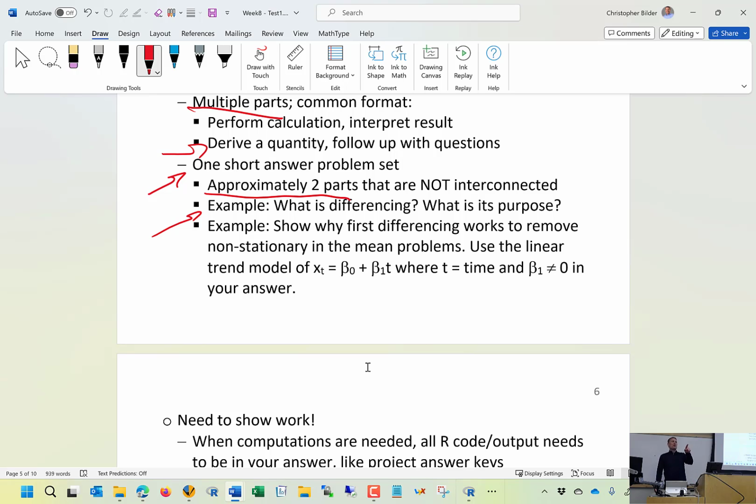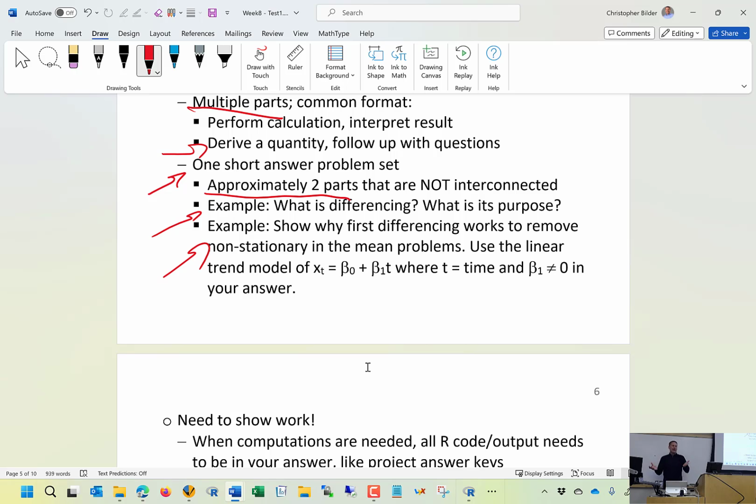Well, not to remove it, but to make something that's non-stationary in the mean, make it stationary. And I would look for the word mean, because that is a key word there. Because there's different ways to have non-stationarity, and I would look for the mean. If the mean wasn't there, you probably lose a small amount of points. Differencing doesn't help you with respect to non-stationarity in the variance. Okay, so that's an example short answer question.